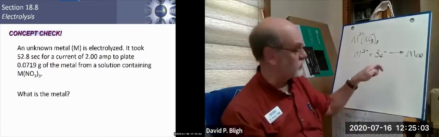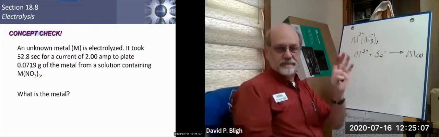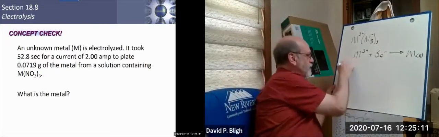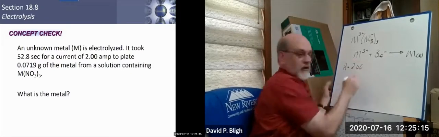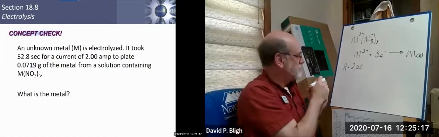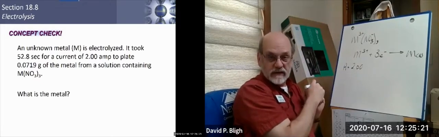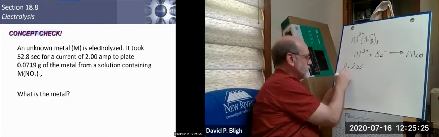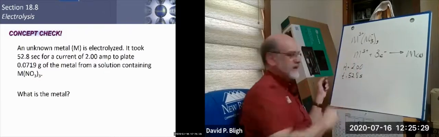That's what you're going to do, to plate that metal out. Okay? All right. So what else are we given? We're given the amperage equals 2.00 amps. And that current of 2 amps is delivered for 52.8 seconds. So time is 52.8 seconds.